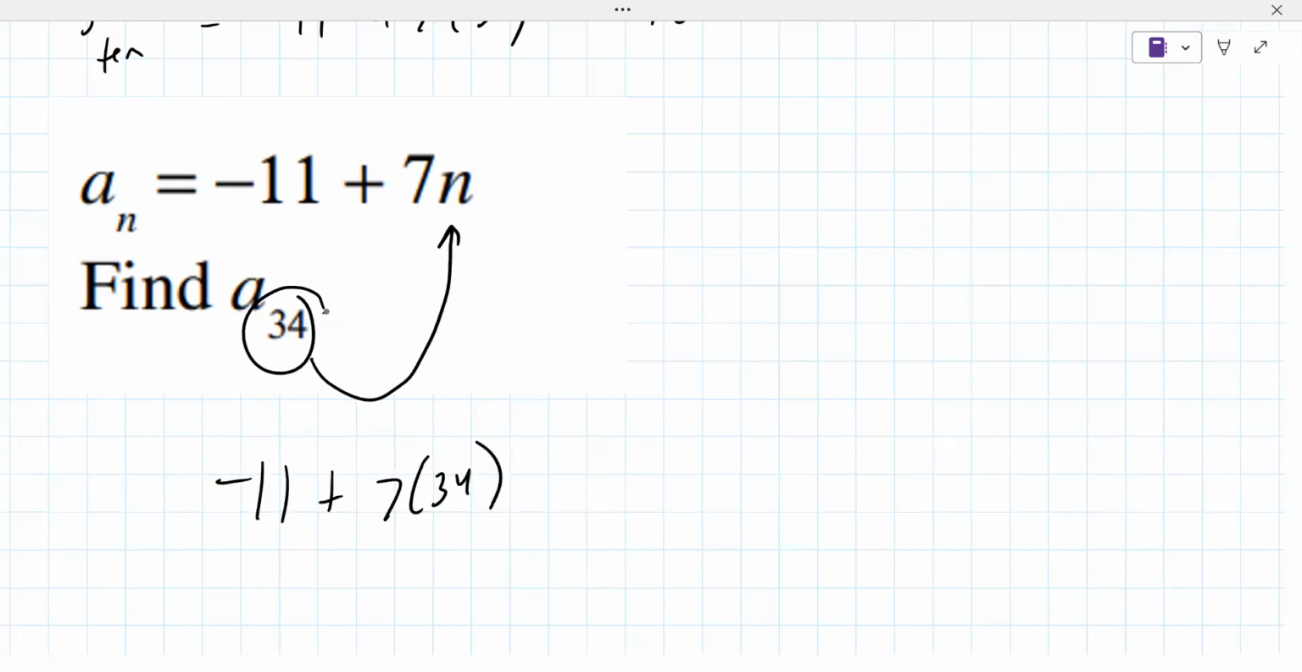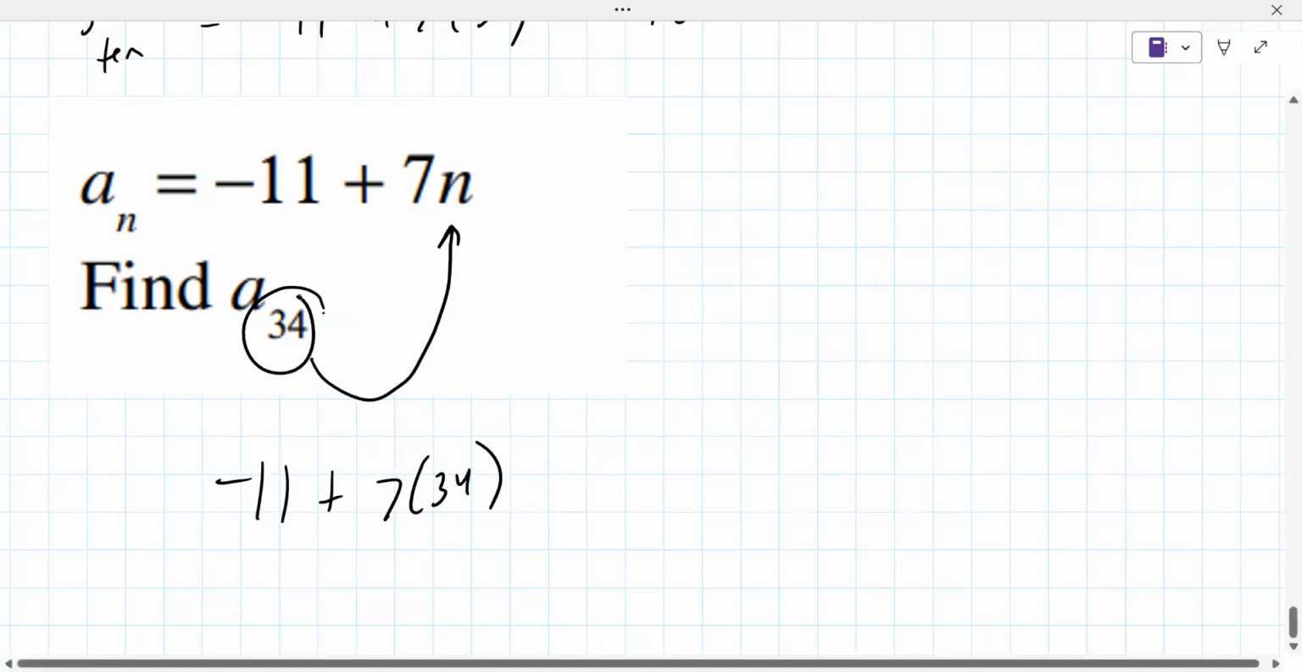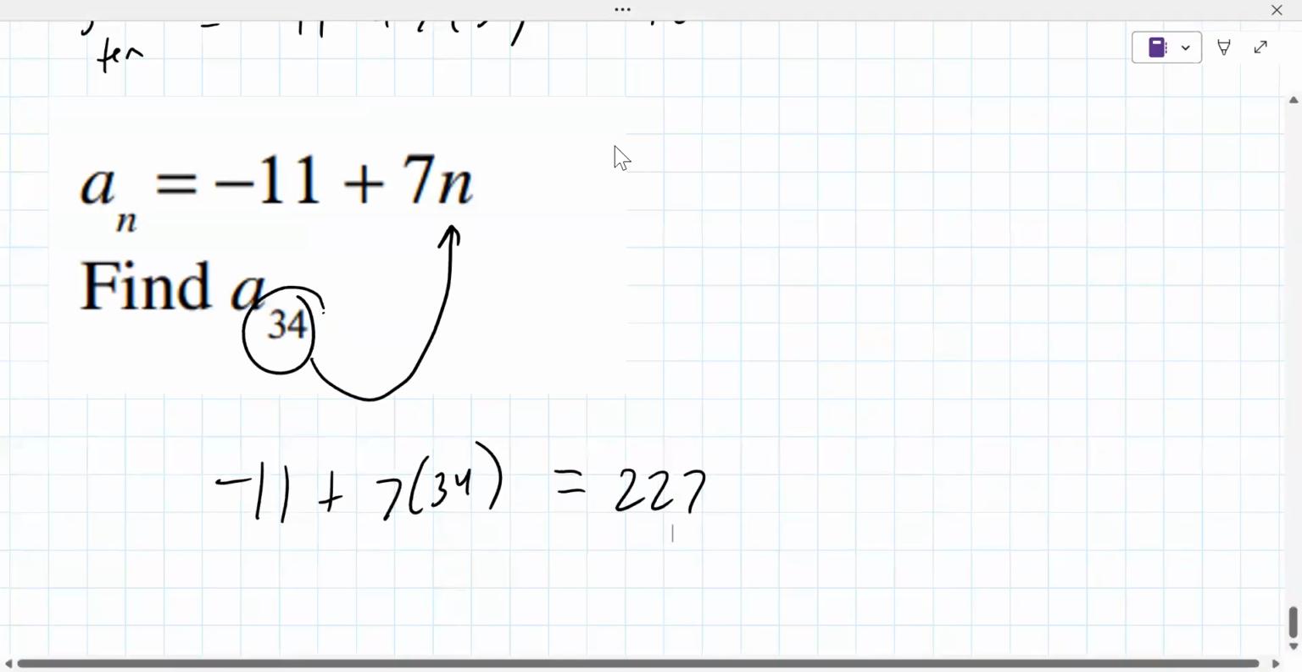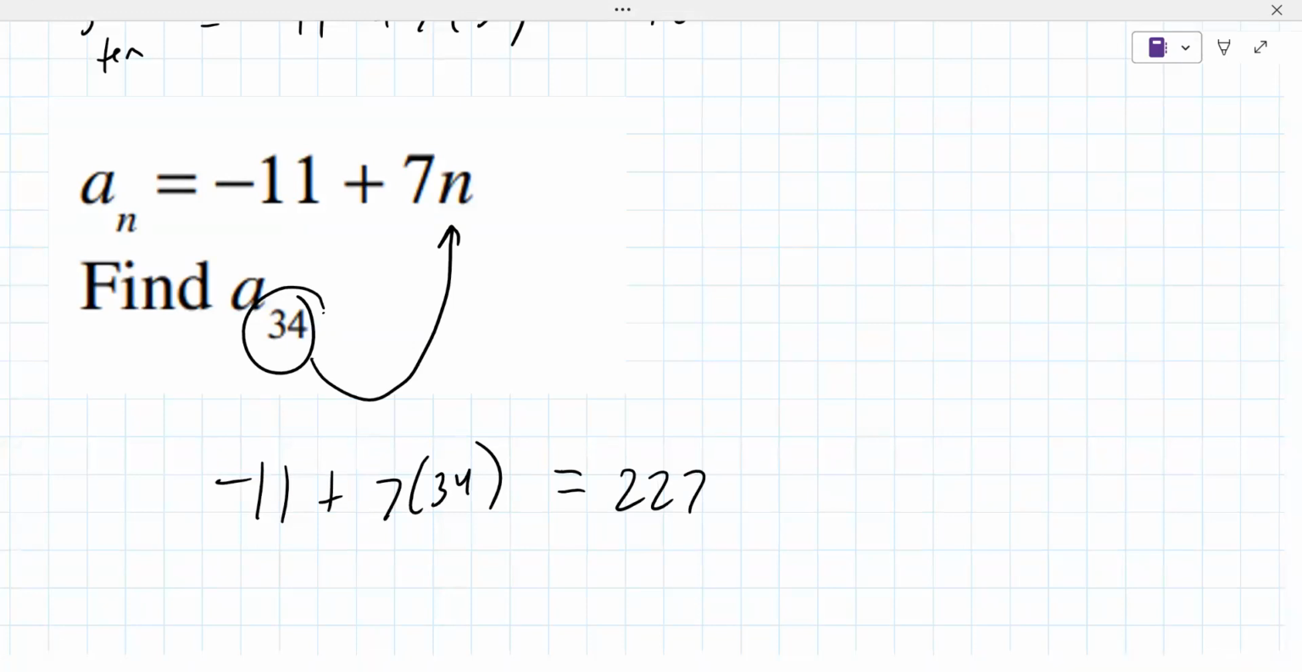Yeah, and you would definitely have a calculator. So please grab your calculator for this one. 227. That sounds right to me. Good. Okay, so here, I do have the answers. Let me make sure I'm actually giving you the answers. There we go. That is correct.